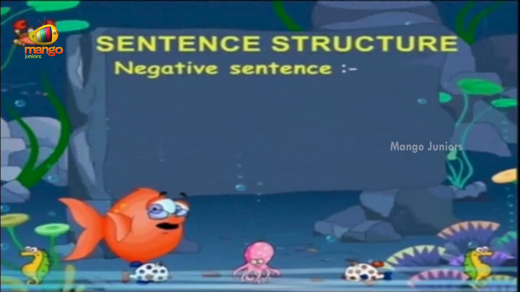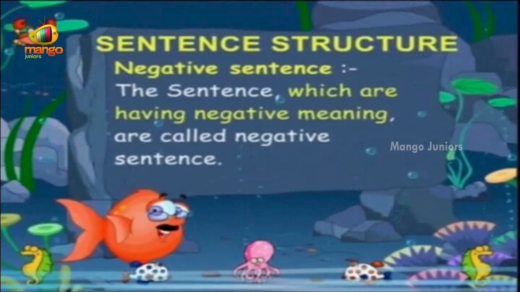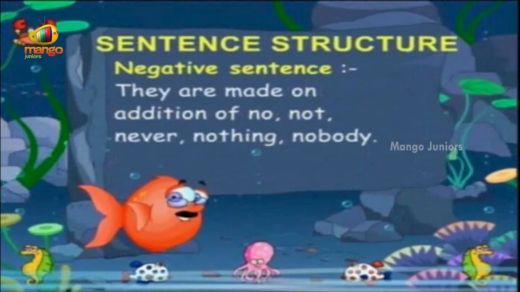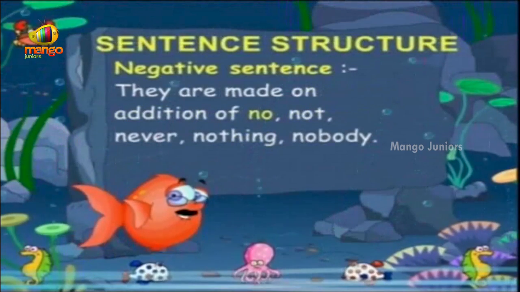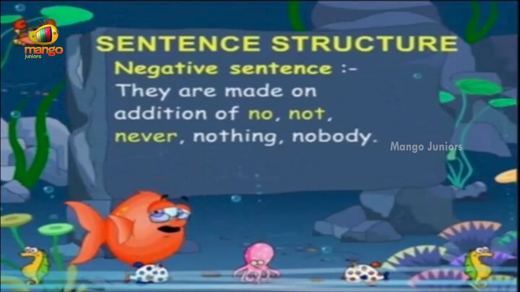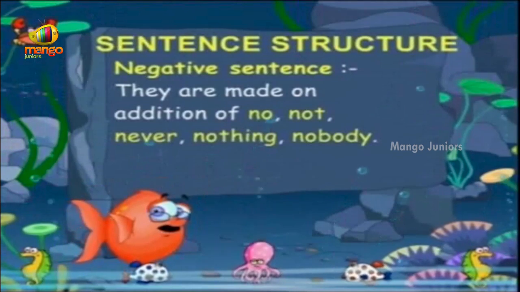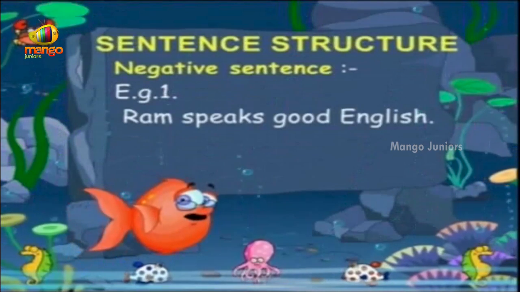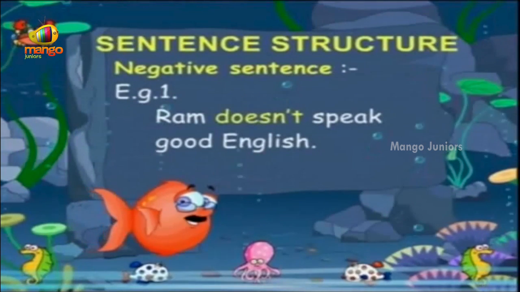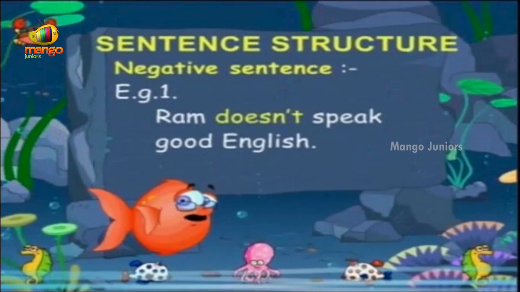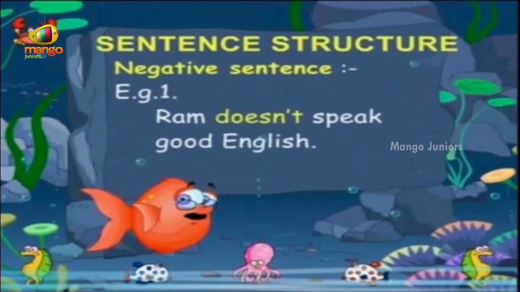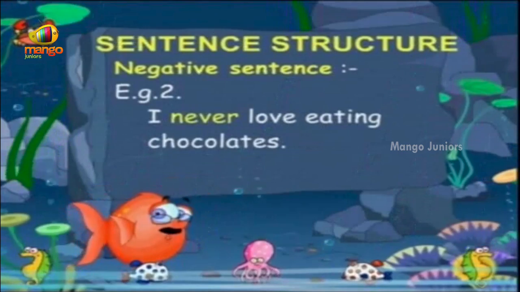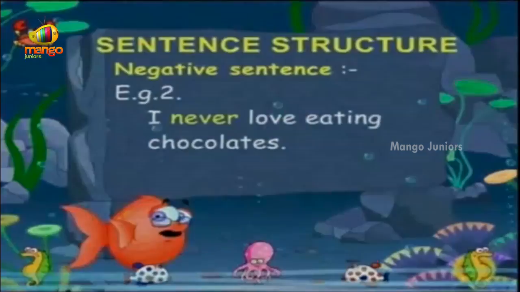Negative sentence. The sentences which have a negative meaning are called negative sentences. They are made by the addition of no, not, never, nothing, nobody. Example, Ram speaks good English. Ram doesn't speak good English. It's a negative sentence. I always love eating chocolates. I never love eating chocolates. It's a negative sentence.